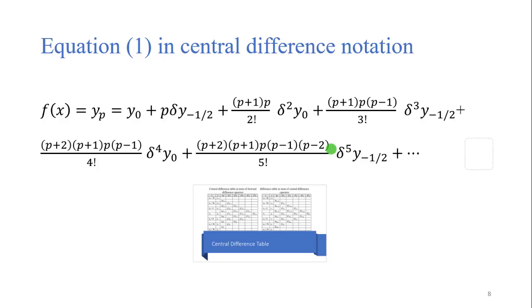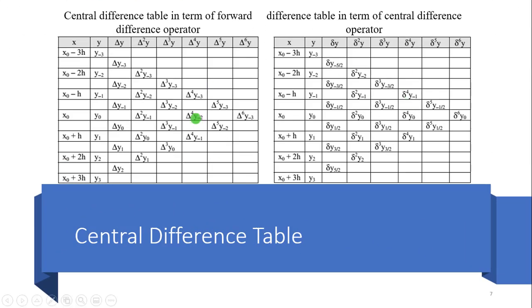So here the formula of the Gauss backward central difference approximation, first in equation 1, is written in the form of forward difference operator. Here is the same formula in the form of central difference operator. So here you can see that the position y0 is the same, y0.